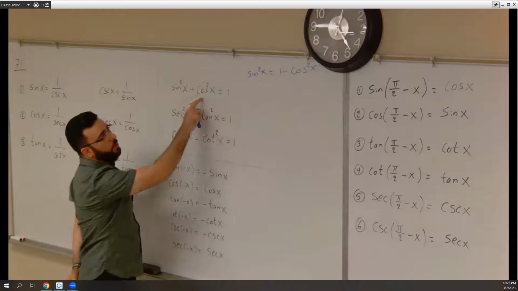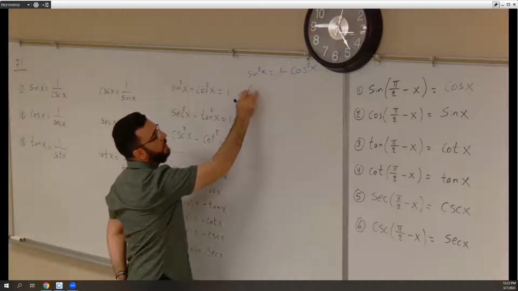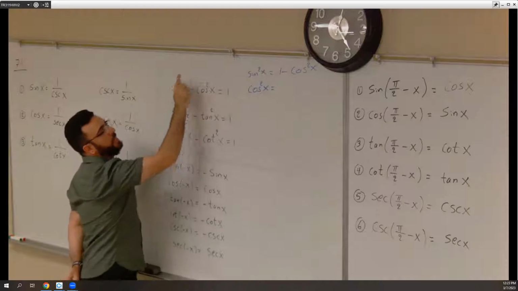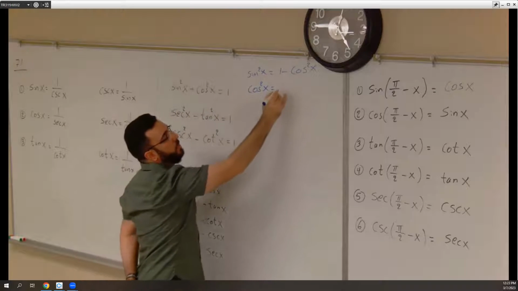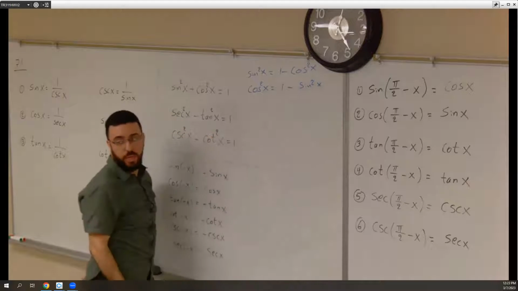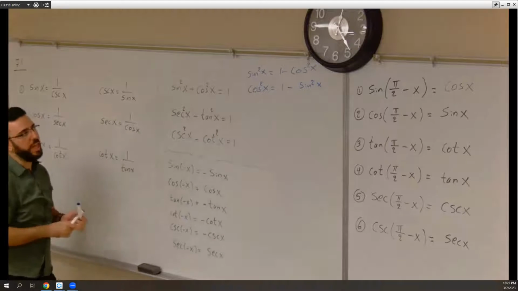What about if you need to find the cosine? Sine squared plus cosine squared equals 1. That means I'm going to move the sine to the other side. So it's going to be 1 minus sine square x. Okay? So you just have to know this rule.